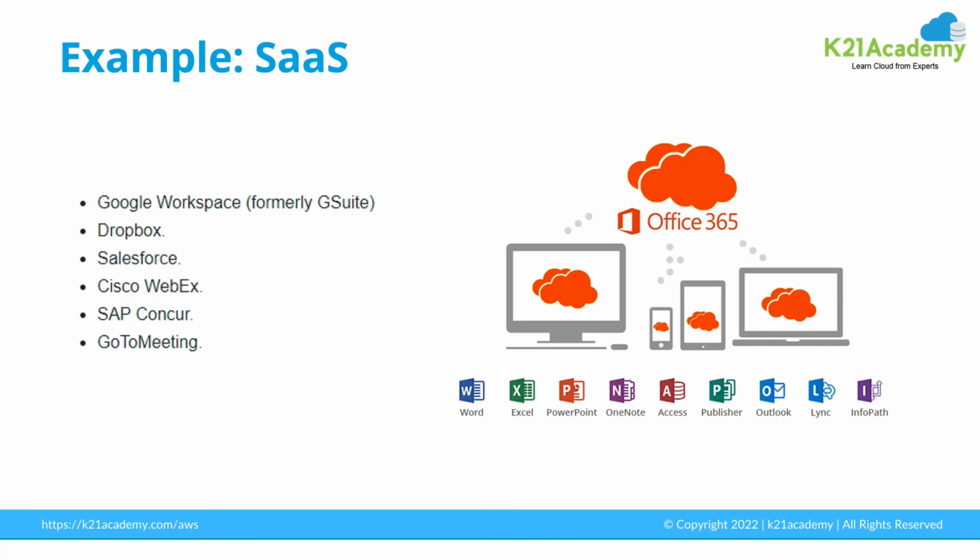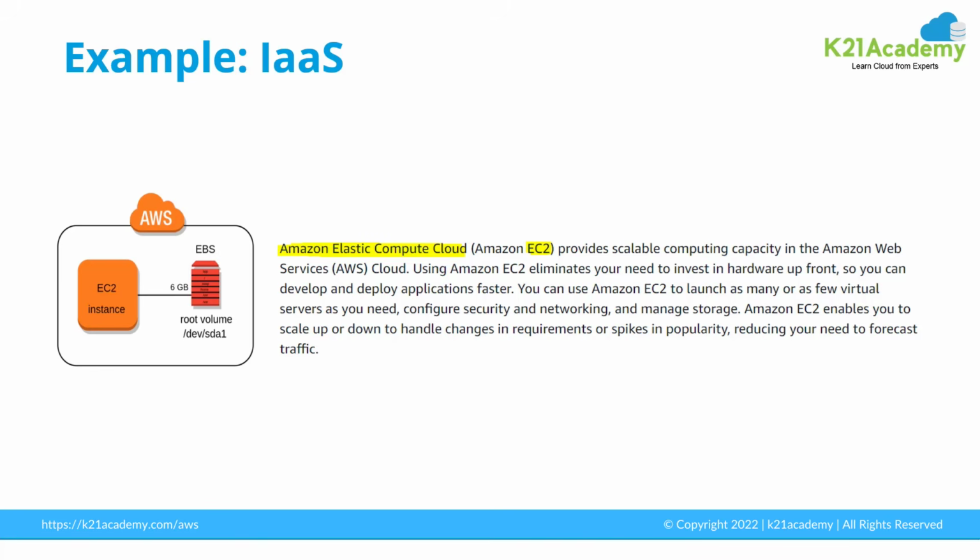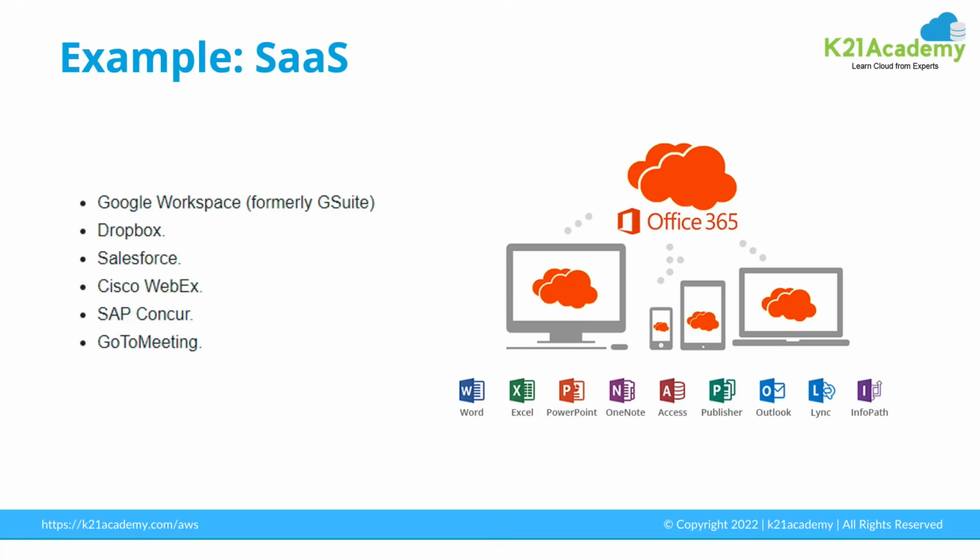If we look at an example of software as a service, you might have seen Office 365, or if you've used Google Workspace like Gmail, Dropbox, Salesforce, GoToMeeting or Zoom calls, they are all examples of software as a service. So, just to do a quick recap of the three service models: infrastructure as a service, platform as a service, and software as a service. Examples are here. And as we move through these 5 days of the program, you will get more and more information about this.